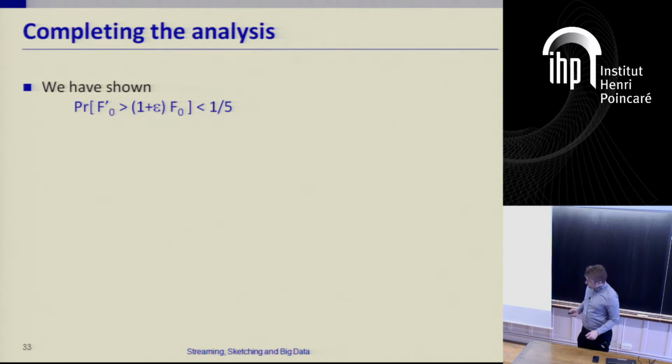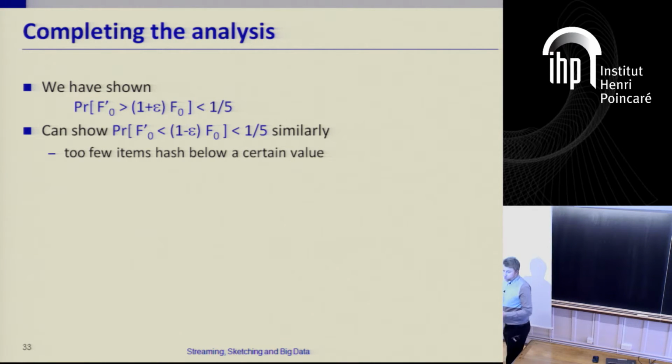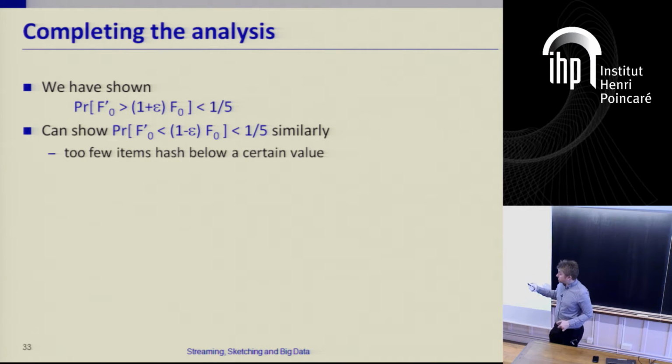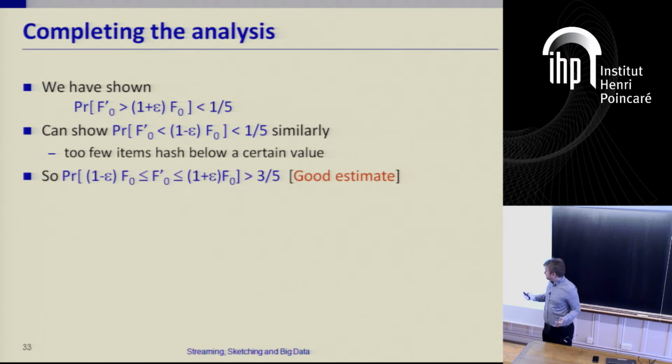So that says that the probability that I get a large estimate is not too high. More or less symmetrically, you can look at the other side and show the probability that you get an estimate that's too small is bounded by another constant. So by a union bound, there's a good chance, more than half, that any particular run of this algorithm gives me a good estimate.